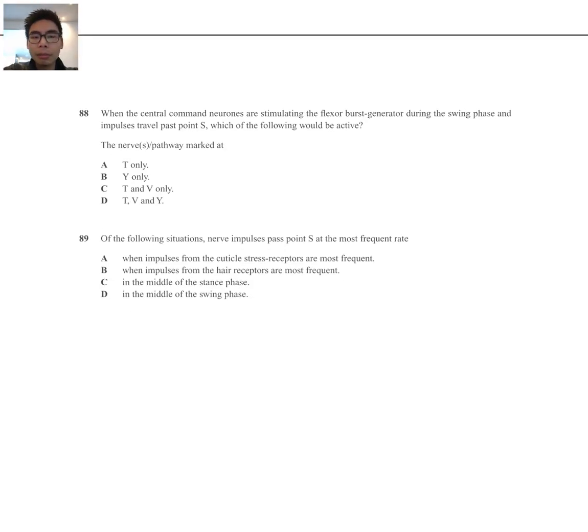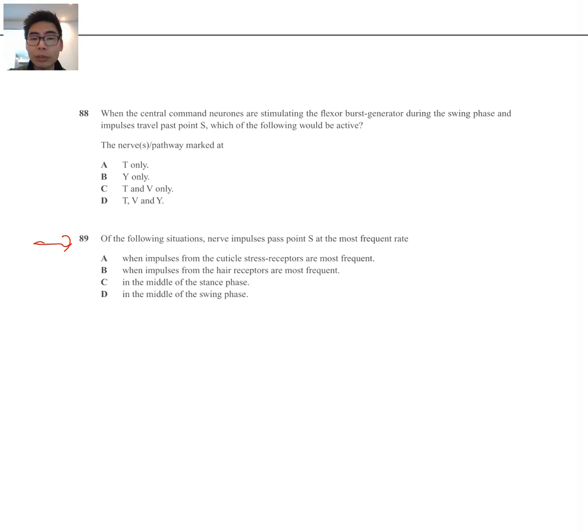This is from Asa, and I'm going to go straight to question 89. This is from a different question entirely. Now it says, of the following situations, nerve impulses pass point S at the most frequent rate. And you've got those options. Now to give you a bit of context, the previous page for this question has a diagram, and the diagram actually goes through where all these nerve impulses go depending on what things are triggered. So if you follow that flow chart, that diagram, you can answer this question. That is the typical way you can answer this.